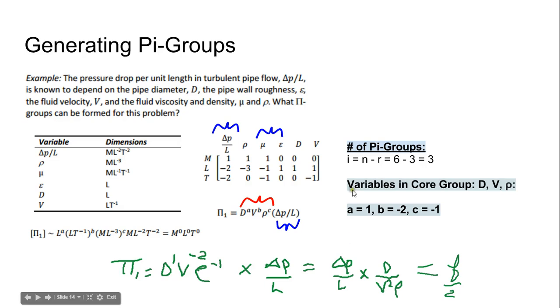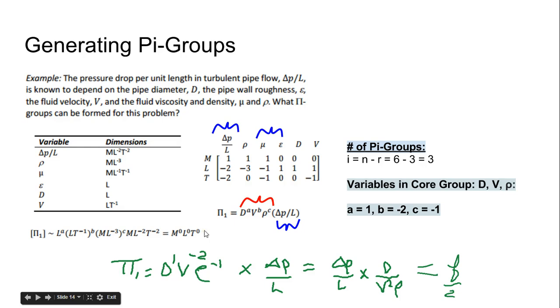Now the next pi group, how would you do it, right? So the way you would do it is you're going to take this core group again, and then substitute in a different variable that you did not already generate a pi group with. So we're left with a mu and we're left with an epsilon. So you just substitute in one of the two, and then you keep doing this again, right? Again, put your appropriate dimensions in here. Say that it equals M to the 0, L to the 0, T to the 0. Create your system of equations and then solve.